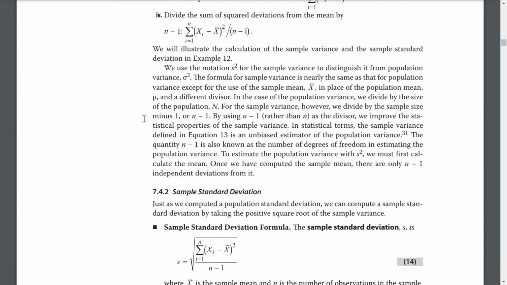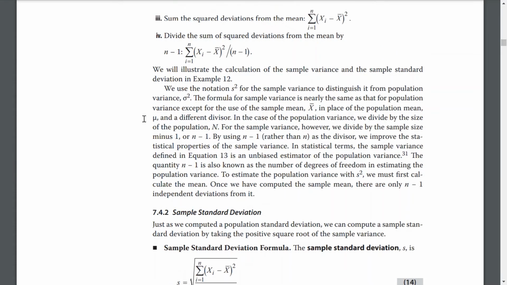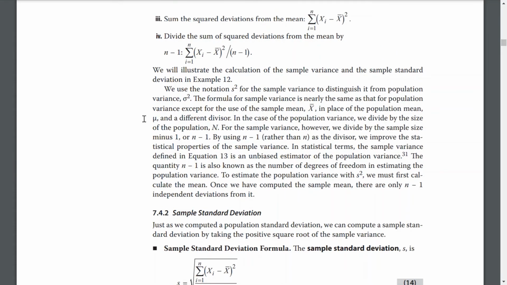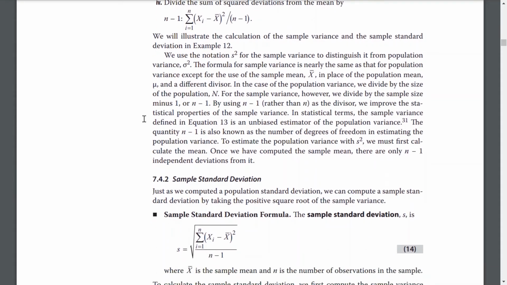We will illustrate the calculation of sample variance and sample standard deviation. In example 12, we use the notation S squared for the sample variance to distinguish it from the population variance, sigma squared. The formula for sample variance is nearly the same as for population variance, except for the use of the sample mean, X bar, in place of the population mean, mu, and a different divisor. In the case of the population variance, we divide by the size of the population, N.